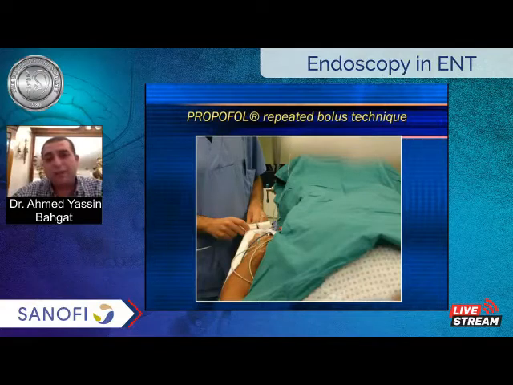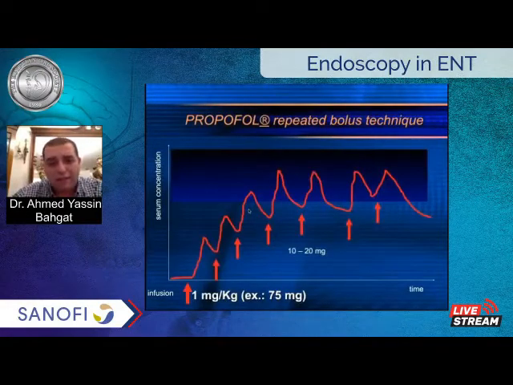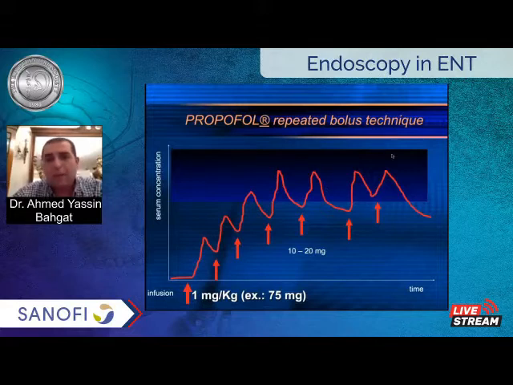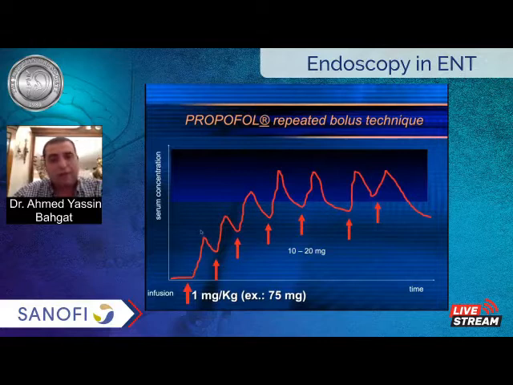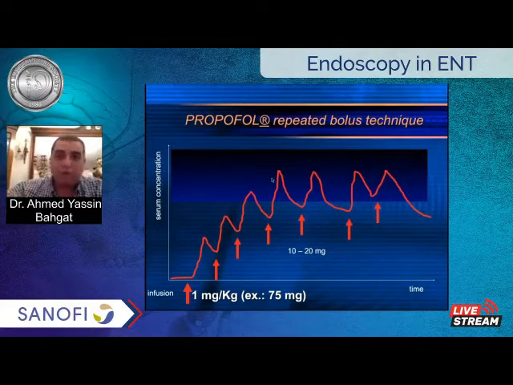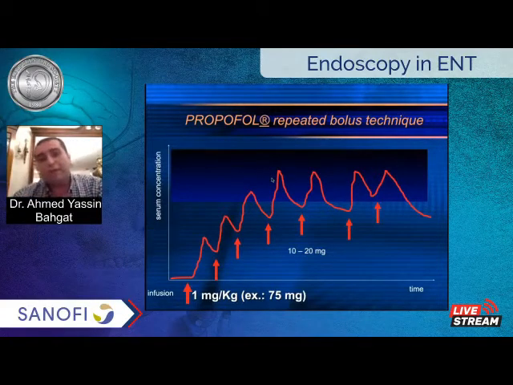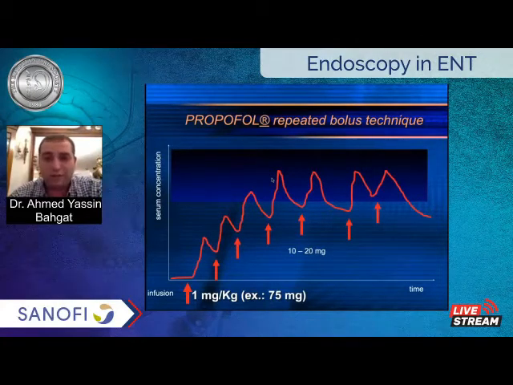The problem of the repeated bolus technique is that here is the level of the propofol in the blood. You can see how it is swinging up and down, and there is accumulation. When you give the first injection, the level increases, and when you give the second injection, the level is higher and higher. So when you give more propofol, the patient becomes more deeply sedated or even goes into general anesthesia, like in total intravenous anesthesia.